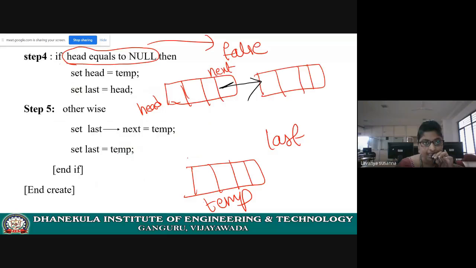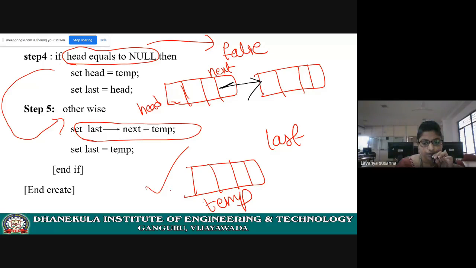After inserting, again the fourth statement: head equal to null. Head contains the first node address. It is not equal to null, right? This condition becomes false. When this condition becomes false, control comes to the else part. What is the else part? Last next equal to temp. Now what is temp here? The third node. Now last next, what is last? Last is pointing to the second node only, right?